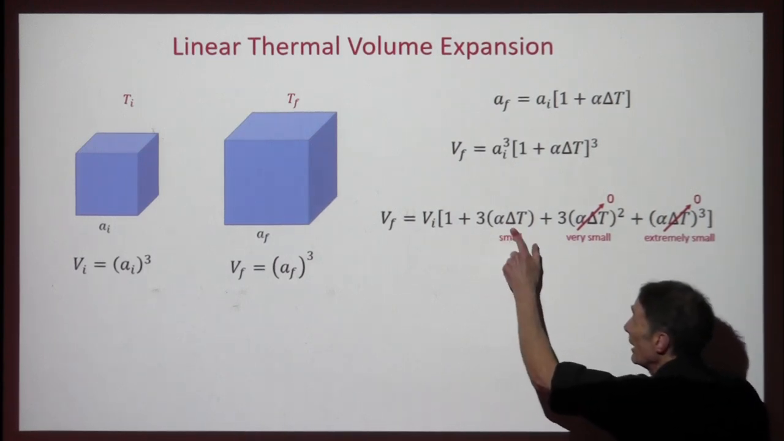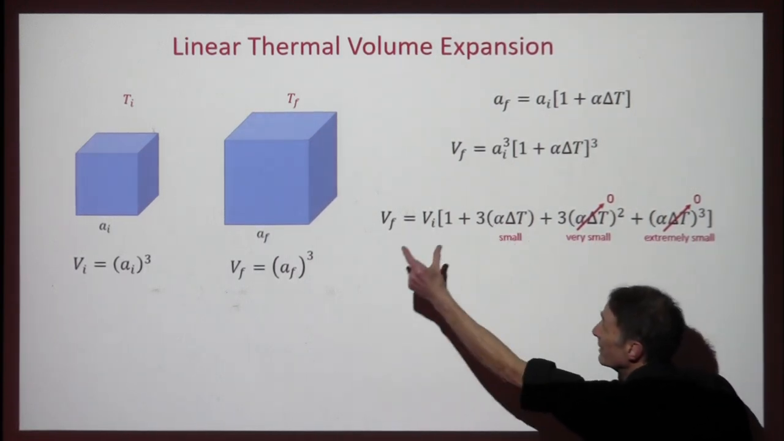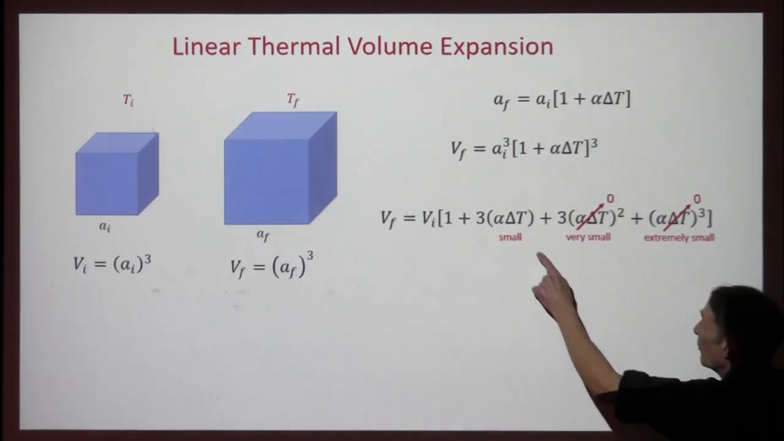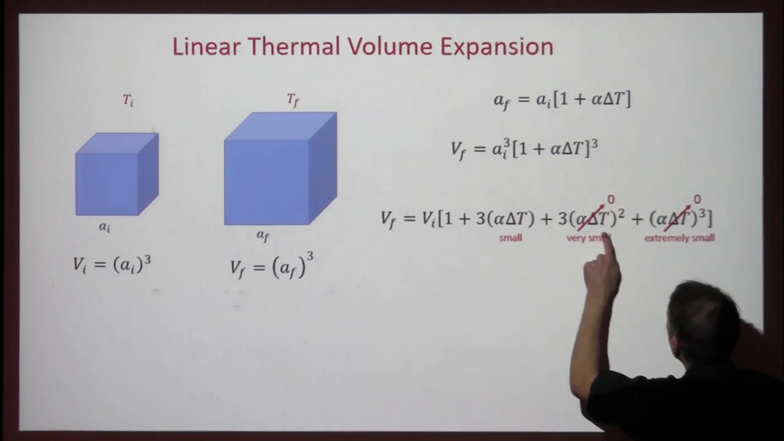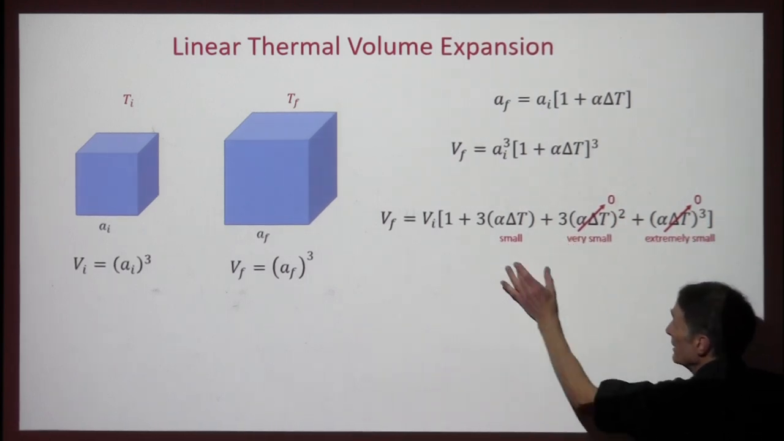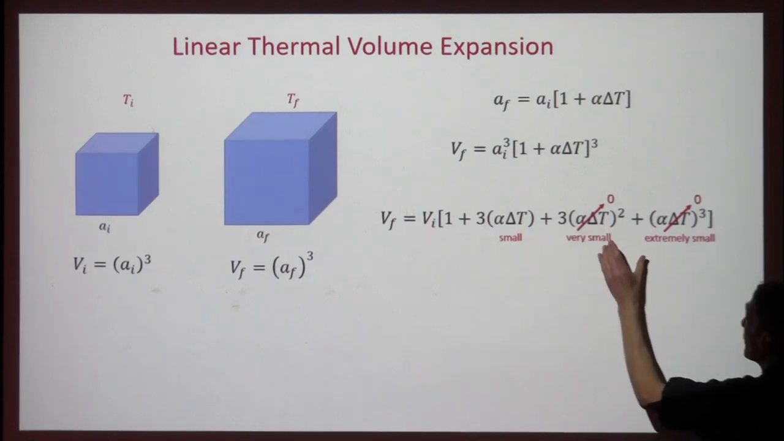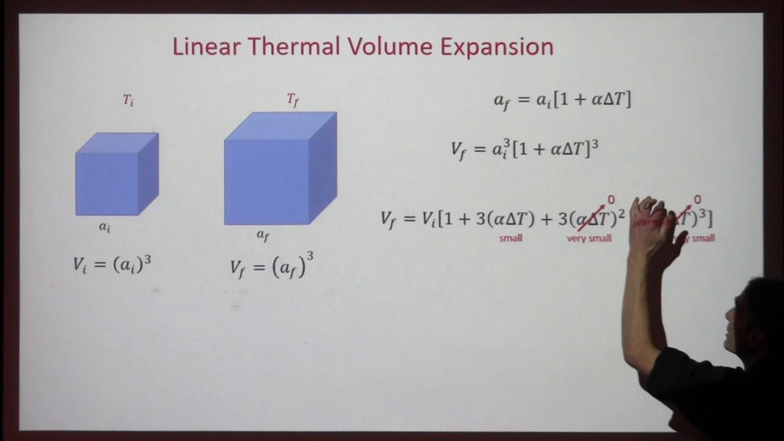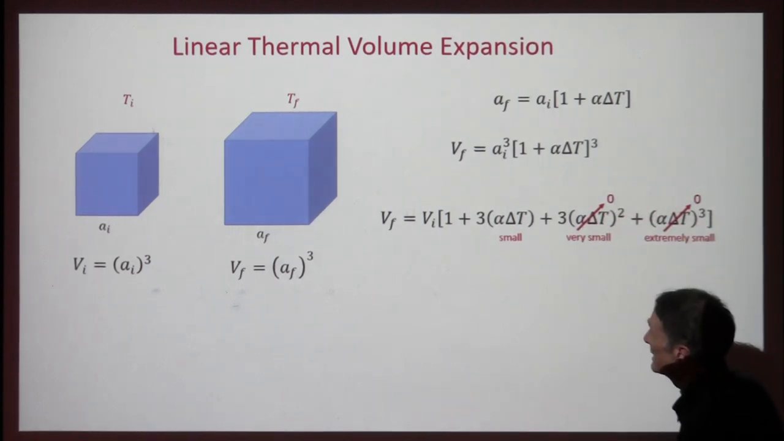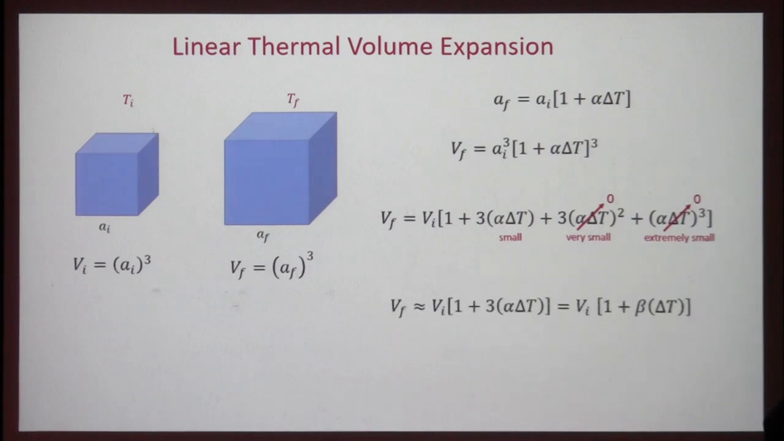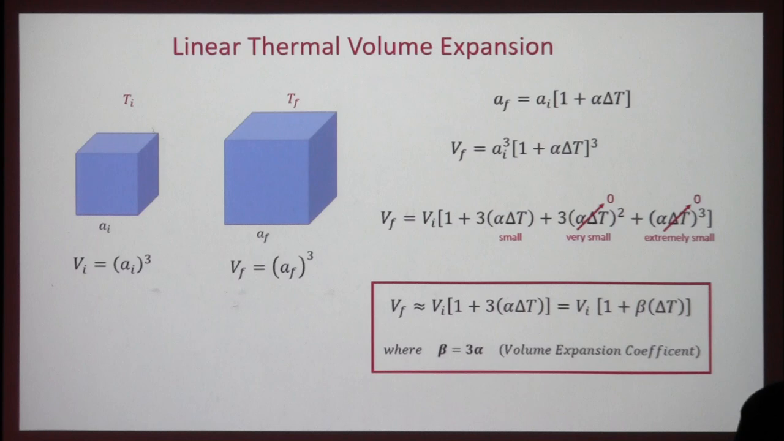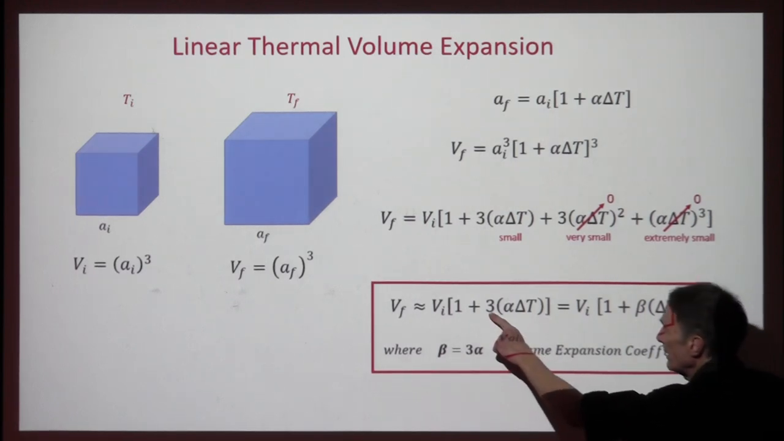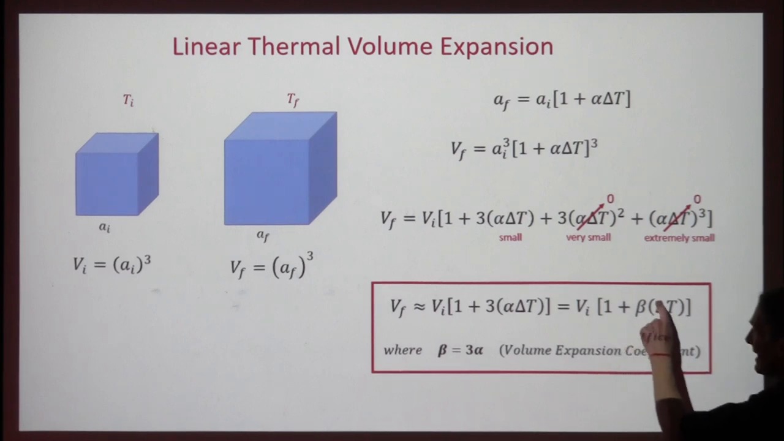I expect that this change in volume, or change in length of the side, should be rather small. We're going to end up with these terms, which are going to be squared and cubed. This is going to be very small. Since we start with something small, we square it, it gets smaller. We cube it, it gets extremely small. We're going to assume that those are effectively zero, and we can get a volume that is proportional to just this part of it. And this is handy where we'll say 3 times alpha and replace that with a beta. This is going to be the volume expansion coefficient.